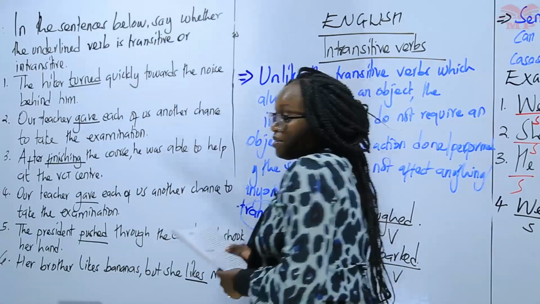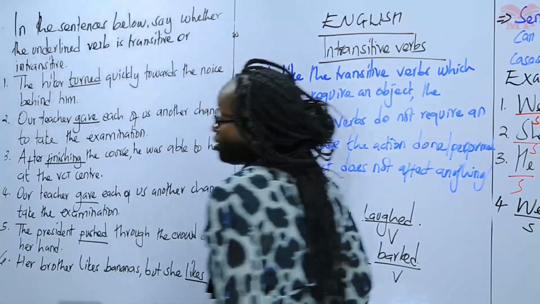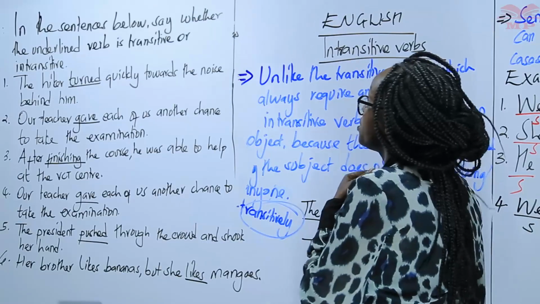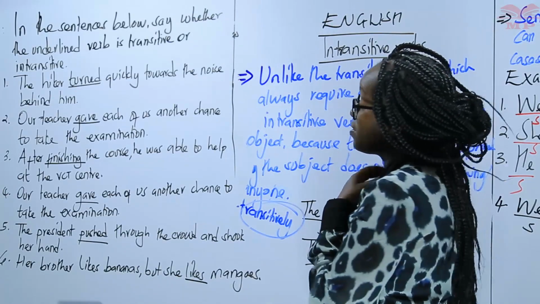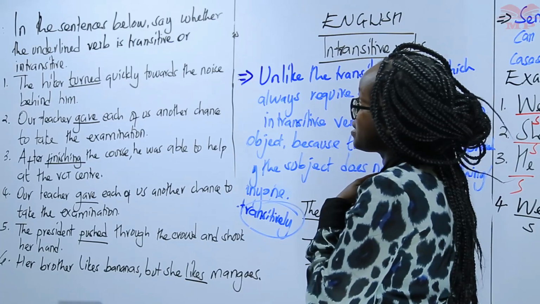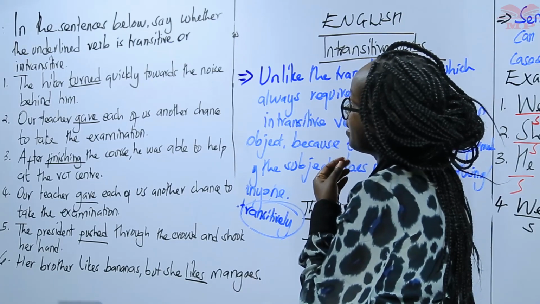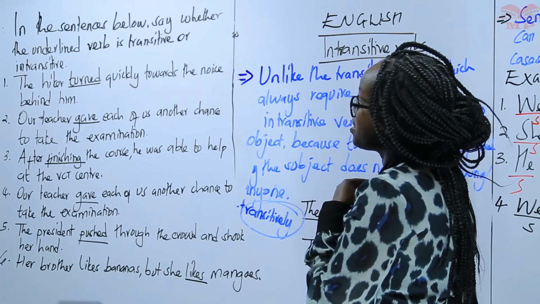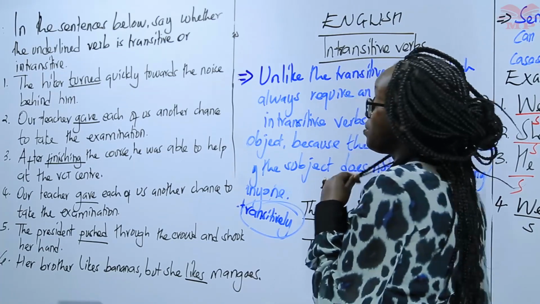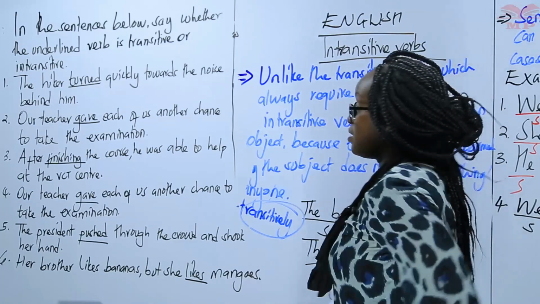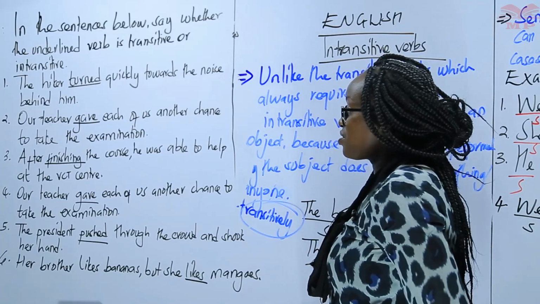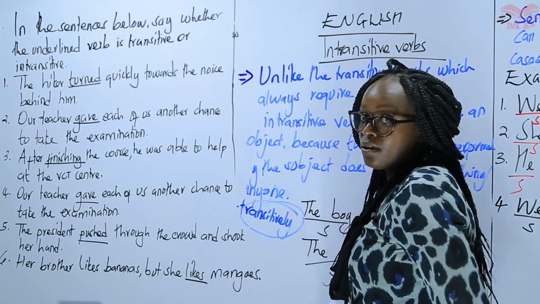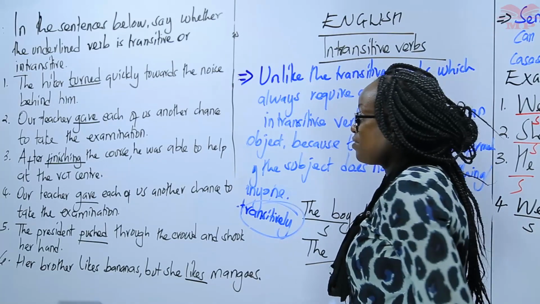So these are the instructions: in the sentences below, say whether the underlined verb is transitive or intransitive. The first sentence: the hiker turned quickly towards the noise behind him. So the verb that is underlined is turned. The second sentence: our teacher gave each of us another chance to take the examination. The verb that is underlined, gave.